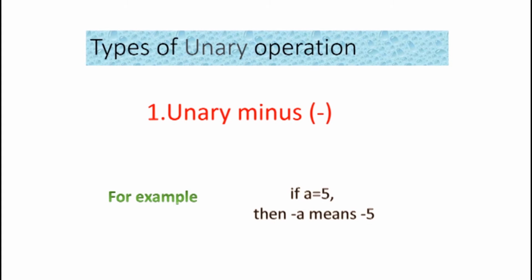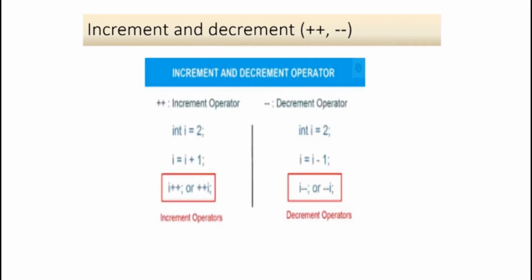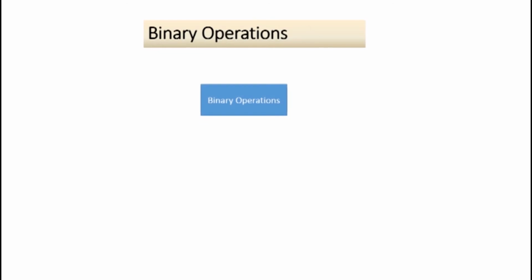Next, we have increment and decrement operators. The increment operator increases the value of an operand by 1 in an operation, and the decrement operator decreases the value by 1 in an operation. For example, if I is equal to 2, then after increment it will become 3, and after decrement it will become 1. Next, we have the binary operators category.